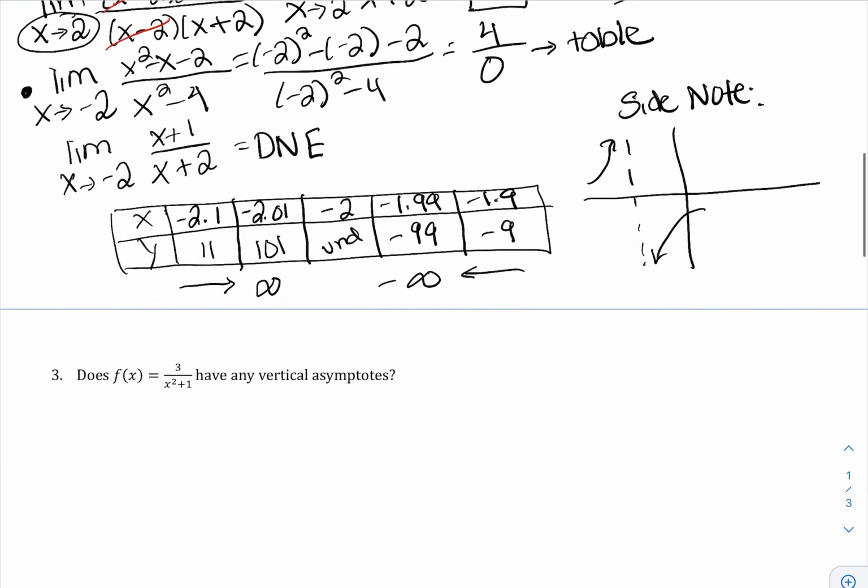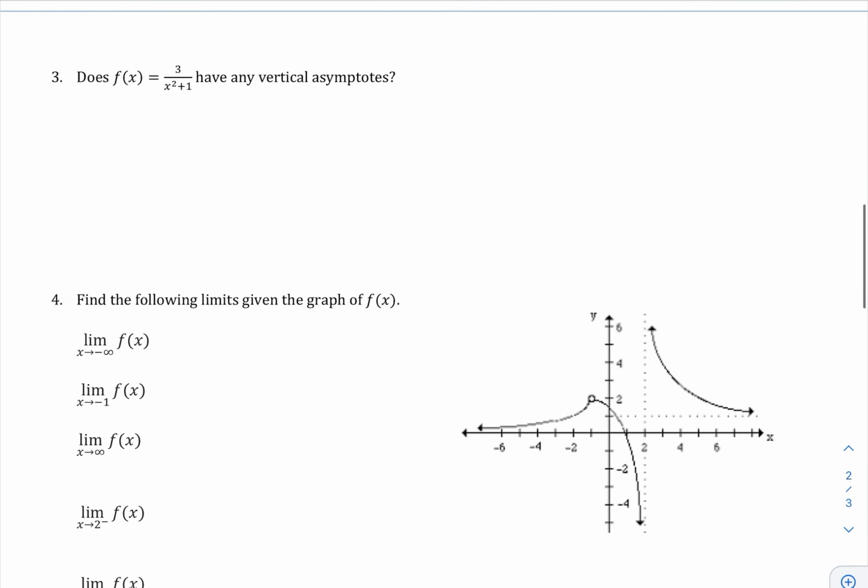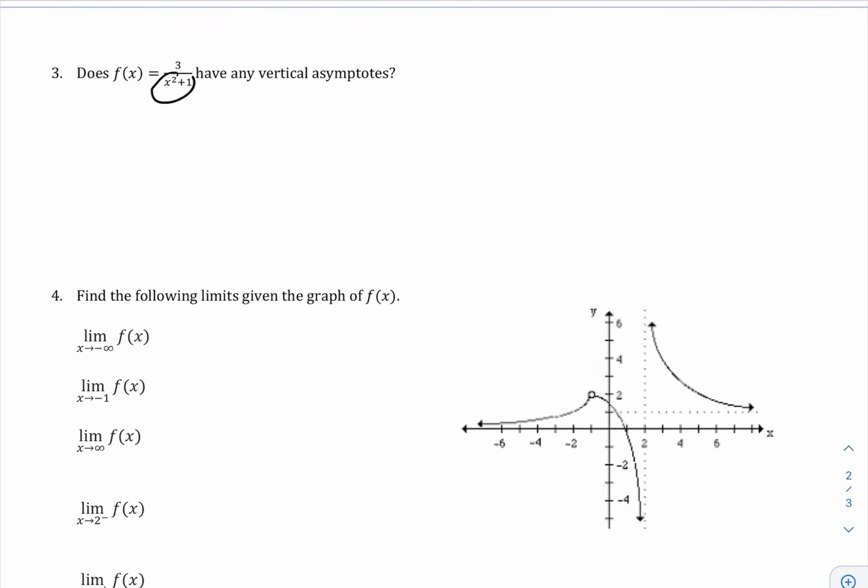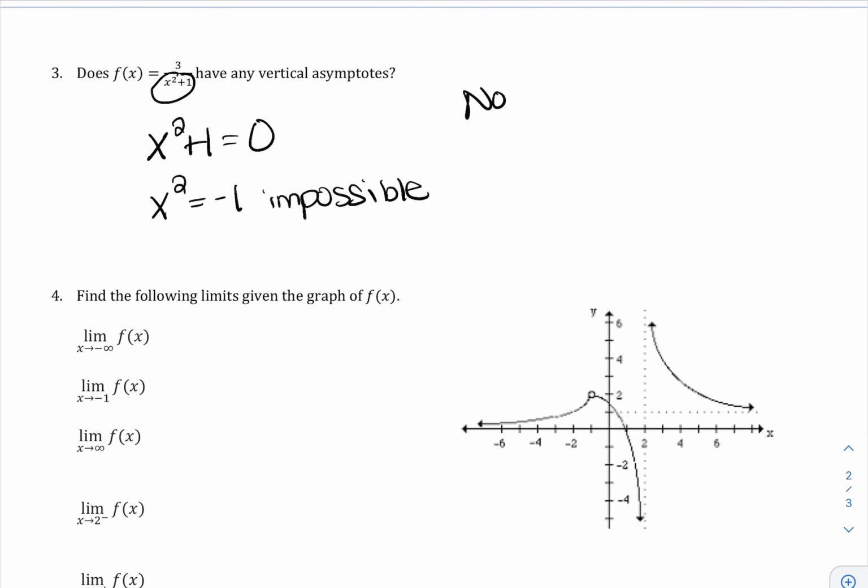So in number 3, it asks us, does this function have any vertical asymptotes? So again, the vertical asymptote comes from the bottom, and what makes the bottom 0? So x squared plus 1 is equal to 0, which means that x squared is equal to -1, and this is impossible in the real numbers. All right, this would be imaginary. When you square something, it cannot be negative. So because nothing makes the bottom 0, it has no vertical asymptote, VA for short.